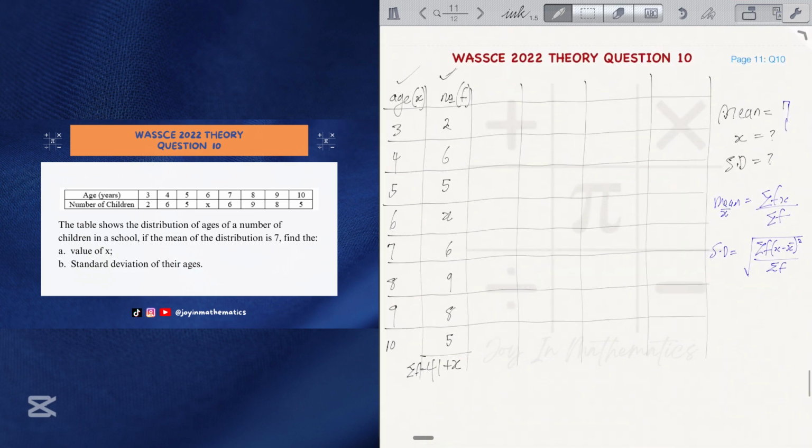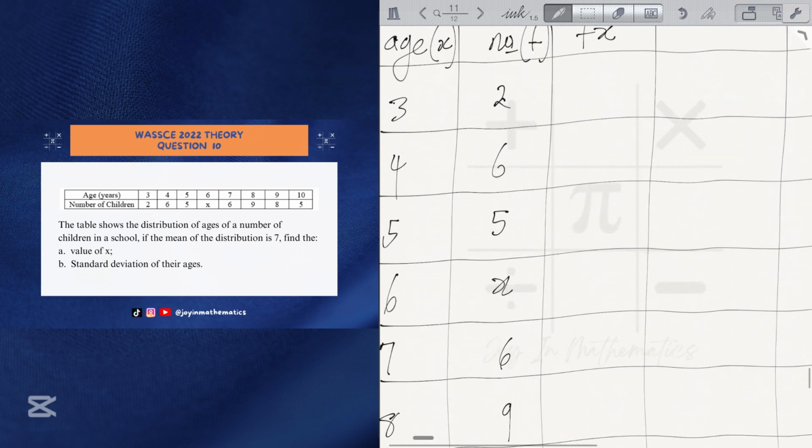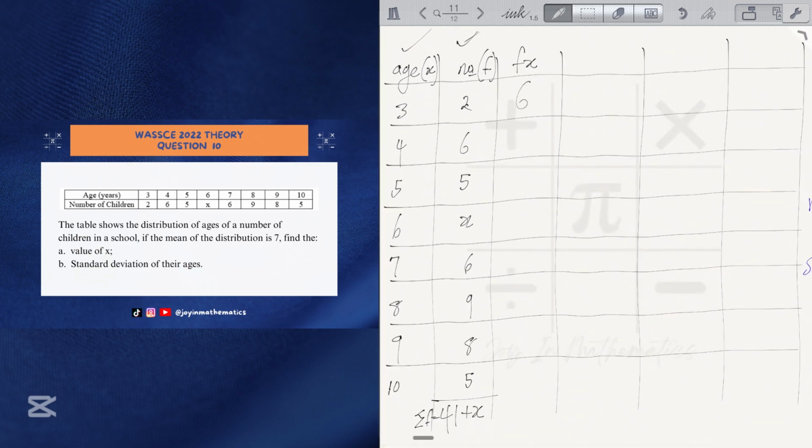Now to get summation f of x, we are going to have a column of fx. That means we are just going to multiply these two together. So we'll have 3 multiplied by 2, this will give us 6, 4 multiplied by 6, 24, 5 multiplied by 5, 25, 6 multiplied by x, we'll have 6x, and 7 multiplied by 6, we'll have 42, 8 multiplied by 9 is 72, 9 multiplied by 8 is also 72, and 10 multiplied by 5 is 50.